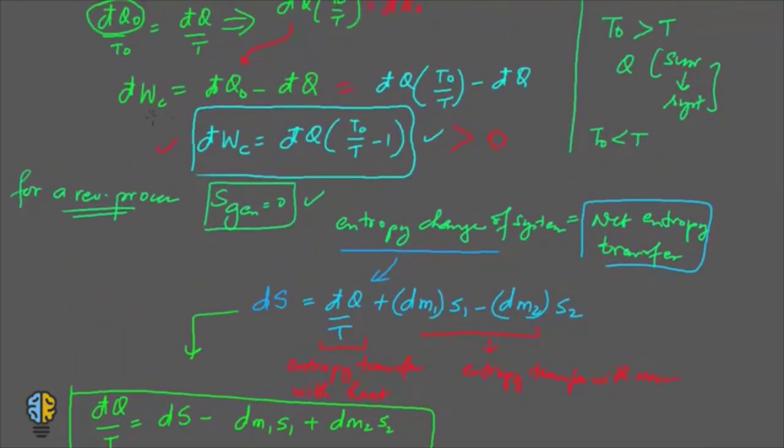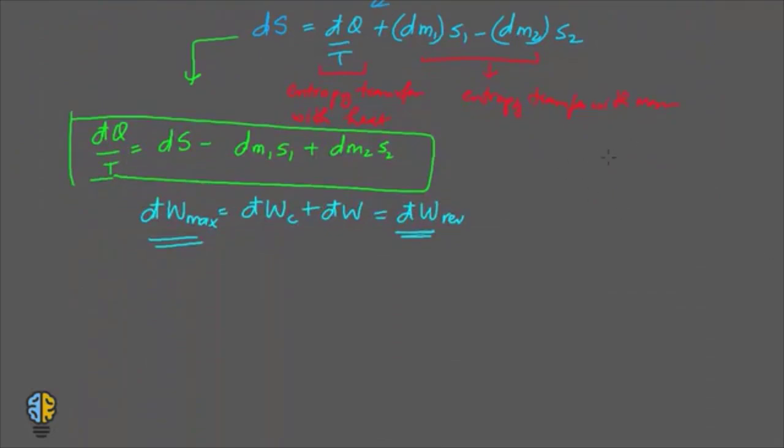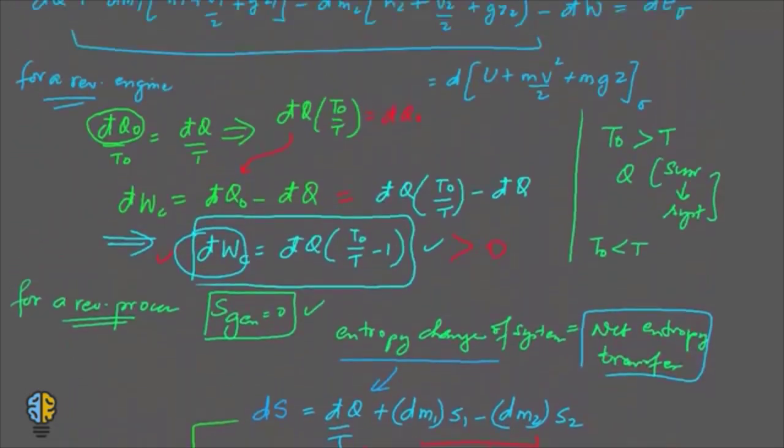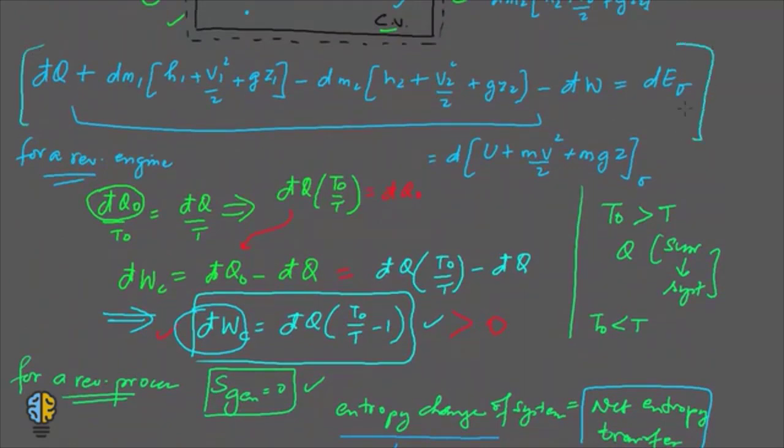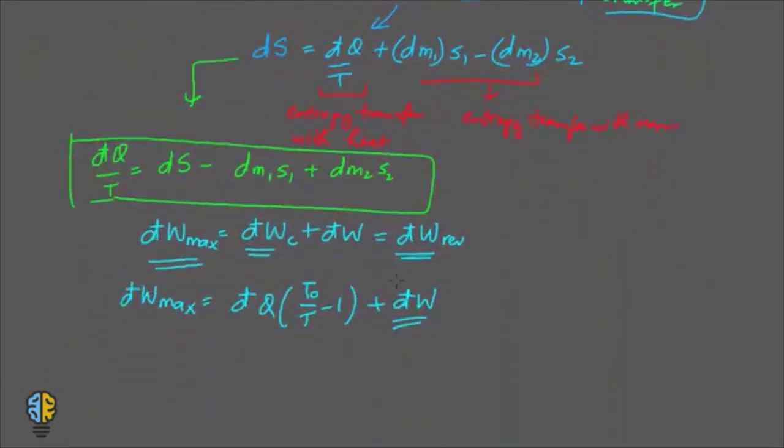Now if you look at this particular equation, I have the value for dWc. So let's put in the value of dWc in this particular equation. So we will have dW max is equal to, so the value for this is, you have dQ into T naught by T minus 1 plus dW. Okay, so if you substitute the value of dW from this equation, that is the steady flow energy equation, let's substitute the value for dW over here. So from here let's find the value for dW and put that value of dW in this equation.